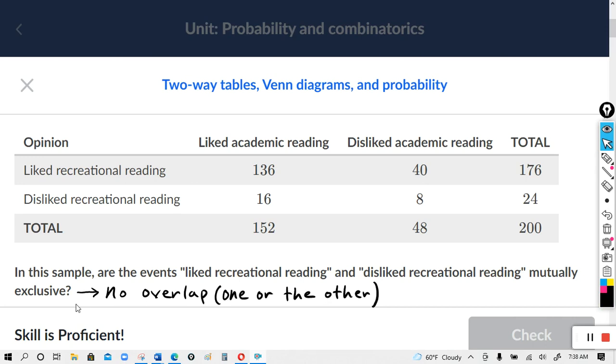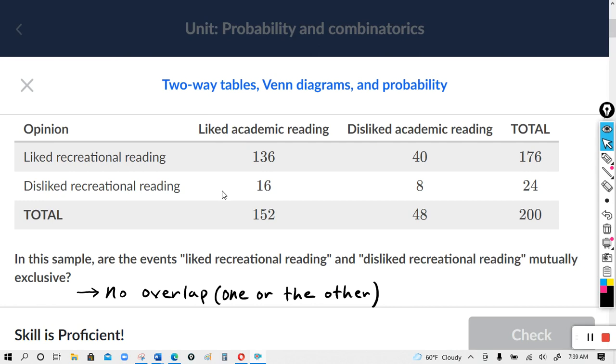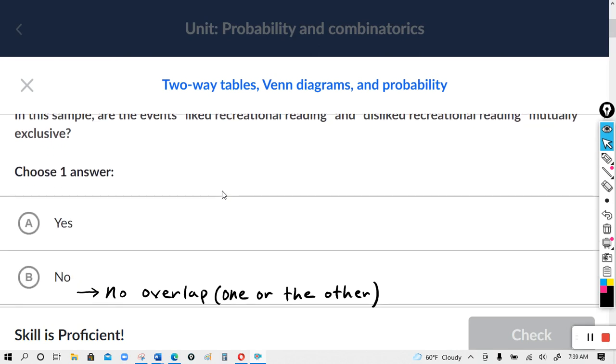All right, so mutually exclusive means they have no overlap. It has to be one or the other. So that would be the case. It says liked recreational reading and disliked recreational reading. You can't have both. It's either one or the other. And you can see that from this chart. Here's one row for liked recreational and one row for disliked recreational, so they're two separate items. There's no overlap. So yes, they are mutually exclusive.